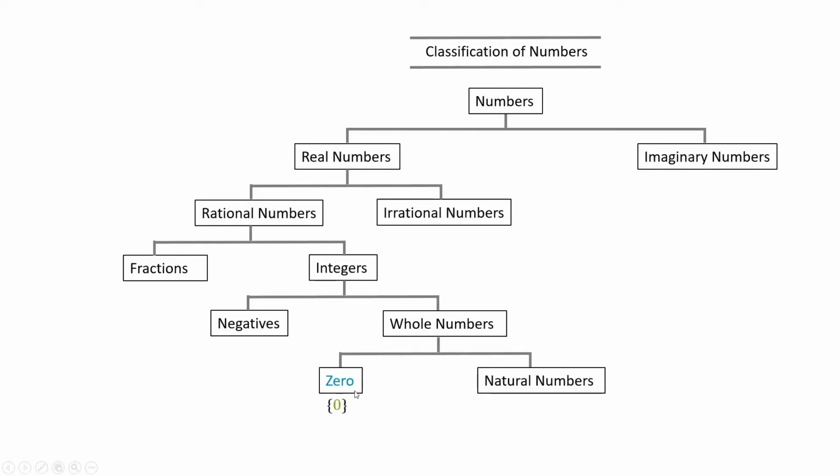Zero. A zero number is only the number 0. Natural numbers. These numbers are used in counting. These are 1, 2, 3, 4, 5, and so on.